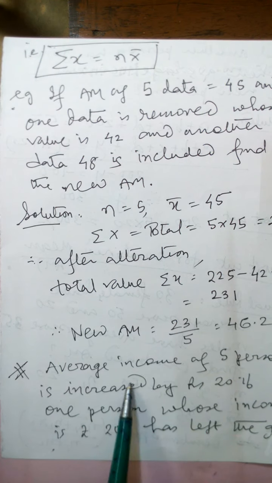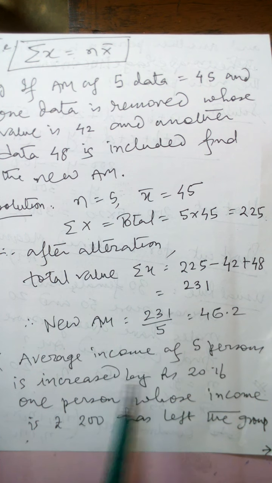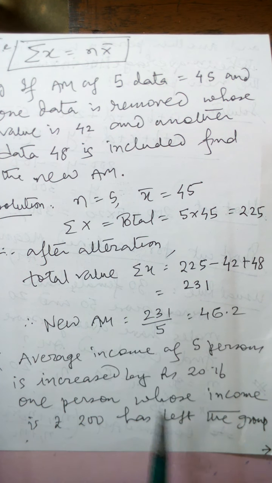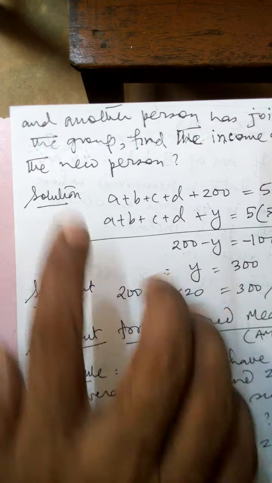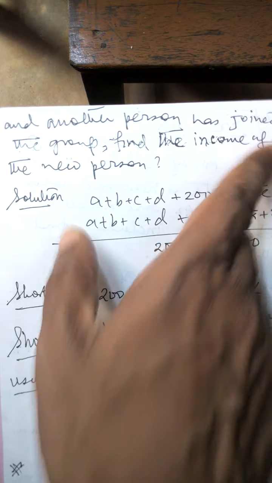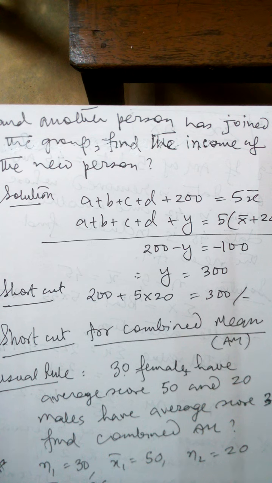So what is said once more? Average income of 5 persons is increased by 20 rupees if a person whose income is 200 has left the group and in place of him another person has joined. In place of a person whose income is 200, another person has joined and his income I don't know, and that is the question. What is the latter person's income?